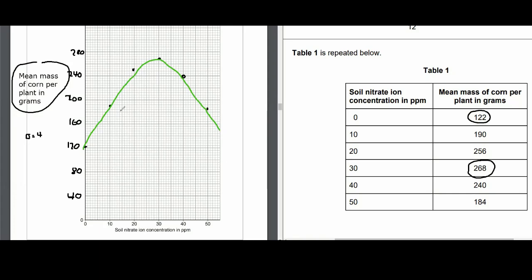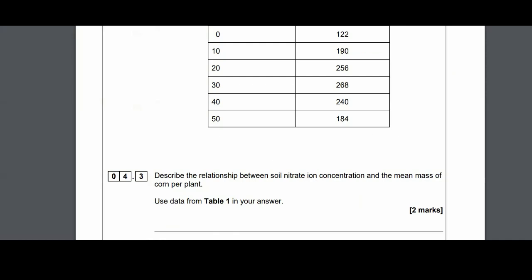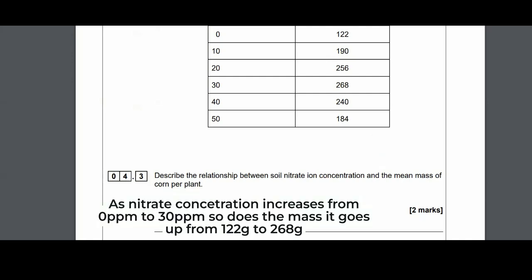We'll take that. So for this next question, we need to describe the relationship between soil nitrate ion concentration and the mean mass of corn per plant. We also have got to use data from table 1 in our answer. So we can see here that as the ion concentration increases from 0 to 30 ppm, so does the mass. It goes up from 122 grams to 268 grams.